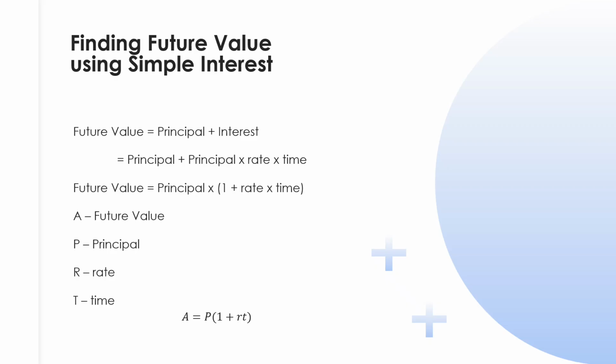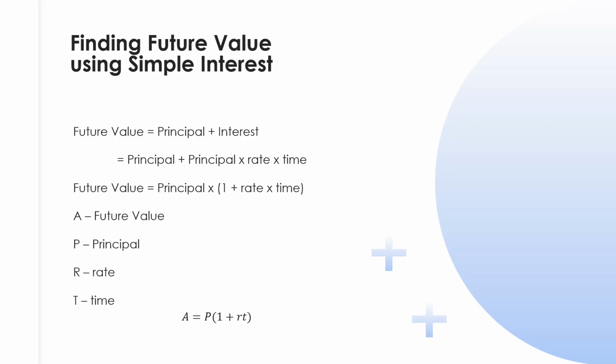So it's the principal plus the interest, or the principal plus, remember our interest formula is principal times rate times time. And when we algebraically factor out the common factor, we find that the formula is future value is equal to principal times 1 plus the rate times time. That all condenses into this formula: A is equal to P times 1 plus RT.